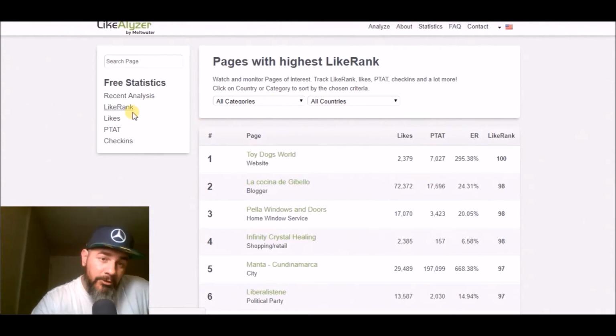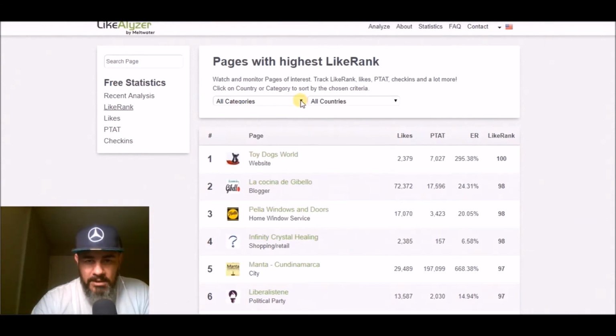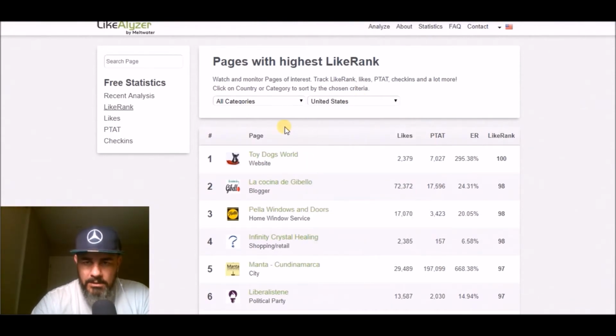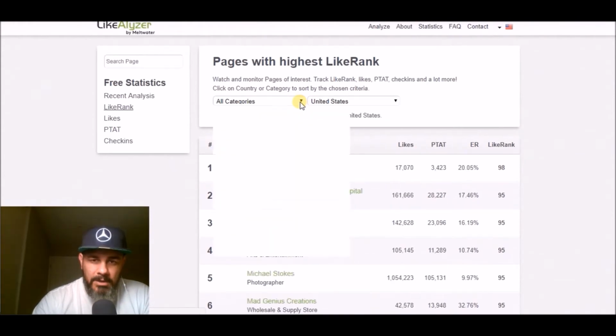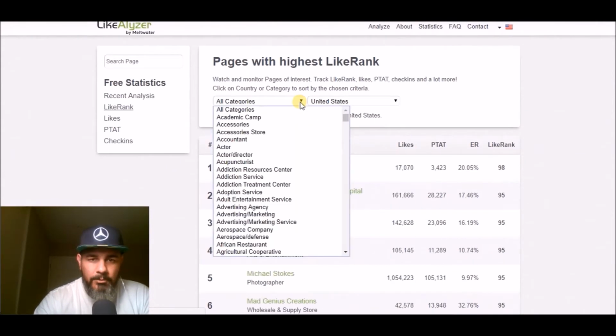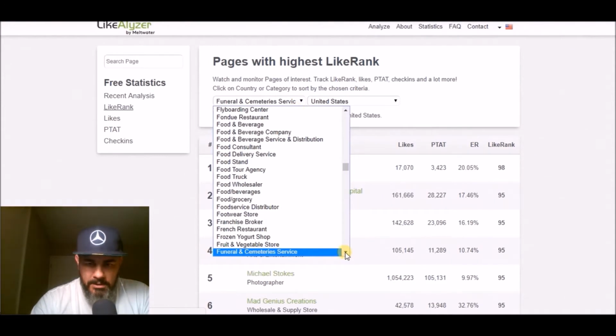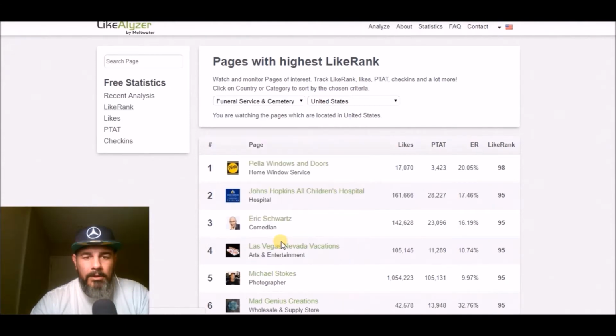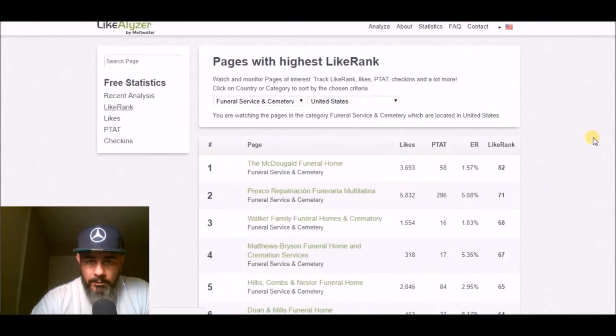Don't do these first, do this side first, because if you do these and come over here and change it, it defaults these back. I learned that the hard way. So I always do country second, and then we'll go United States. And then what do we got here? I know a couple of you guys are working on funeral homes right now. So we type in funeral service and cemetery. It's going to bring up a list of funeral service and cemetery Facebook business pages.